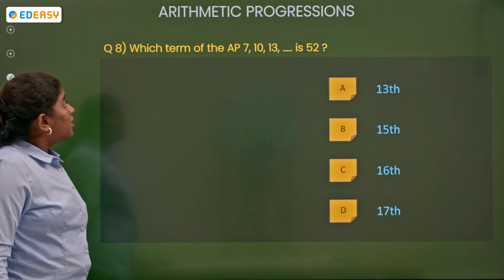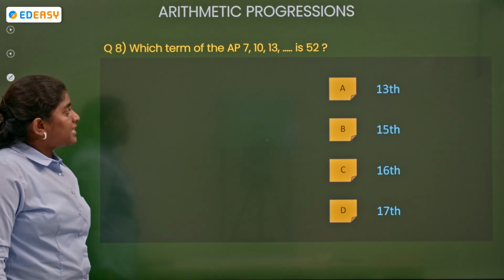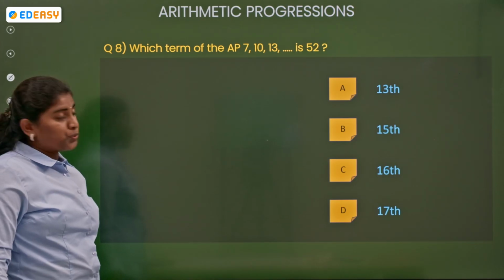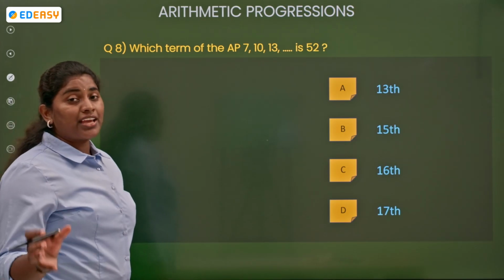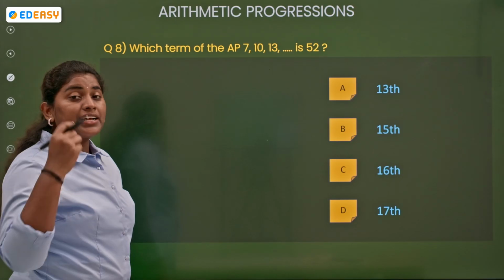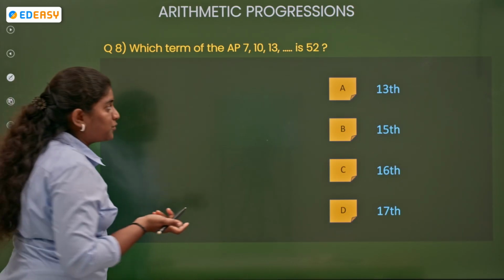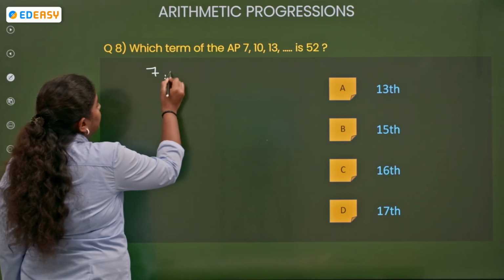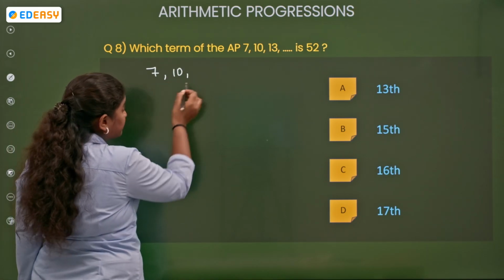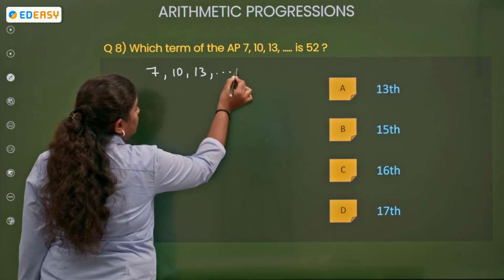Moving to the next, which term of the AP 7, 10, 13 is 52? Here they already gave the term value, but they are asking about the position. So how can we find it? We don't know that n value, right? Here they give 7, 10, 13 and so on.